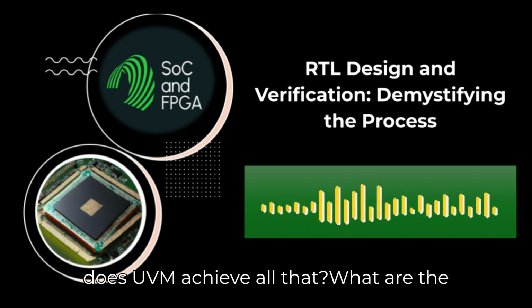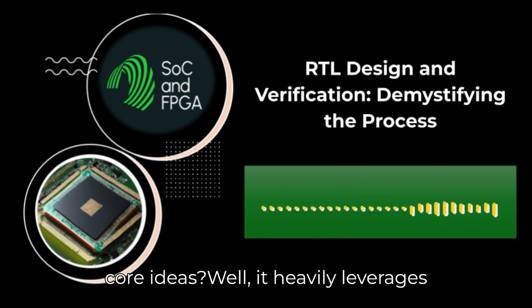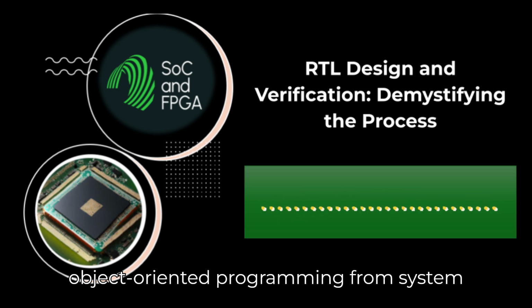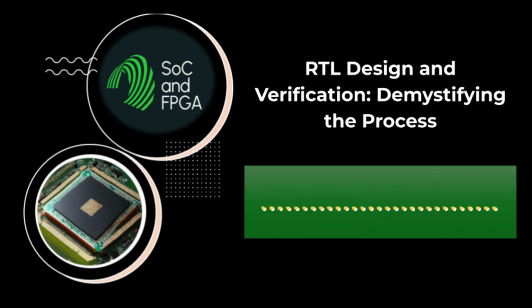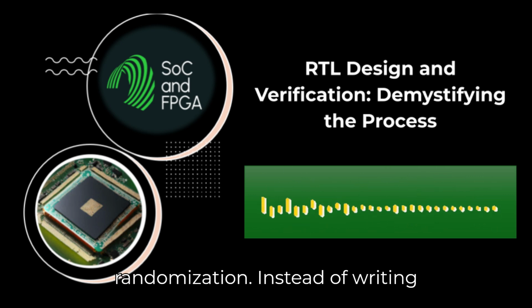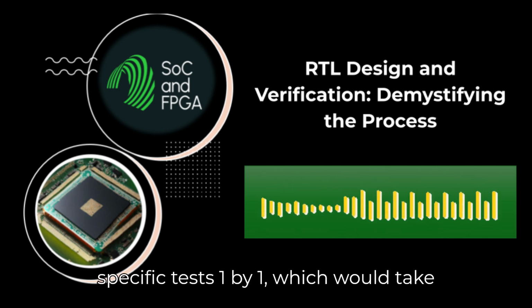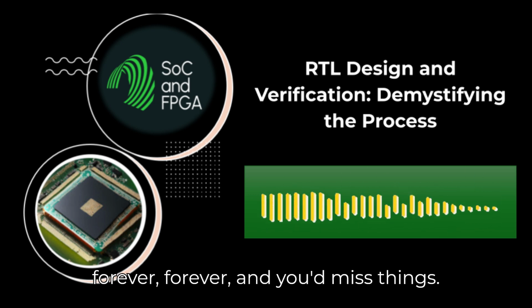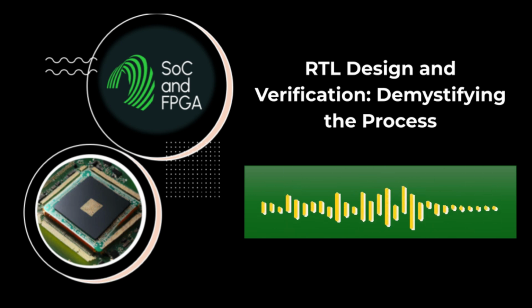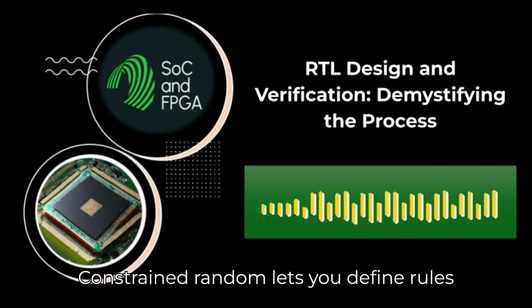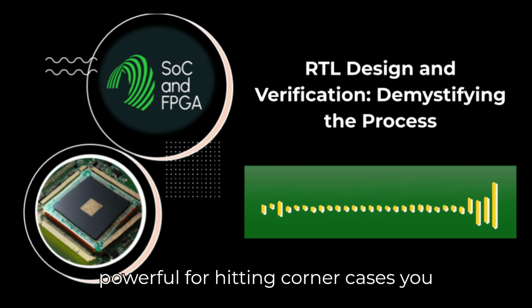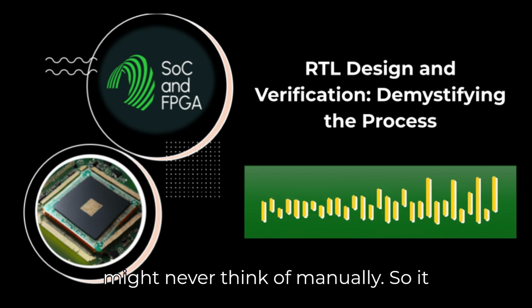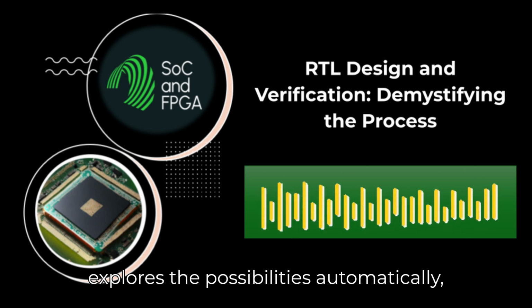How does UVM achieve all that? What are the core ideas? Well, it heavily leverages object-oriented programming from SystemVerilog for that modularity and reuse. A key technique is constrained randomization. Instead of writing specific tests one by one. Which would take forever. Forever. And you'd miss things. Constrained random lets you define rules and constraints, and then the tools generate vast numbers of random but valid test scenarios. This is incredibly powerful for hitting corner cases you might never think of manually. So it explores the possibilities automatically.